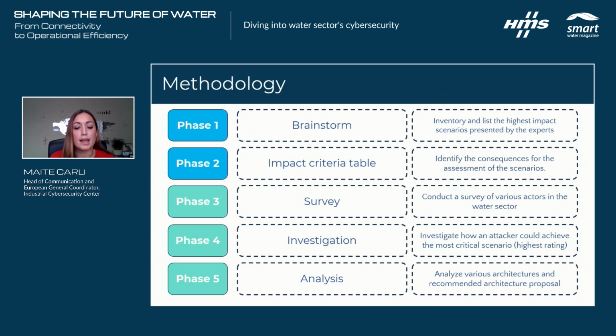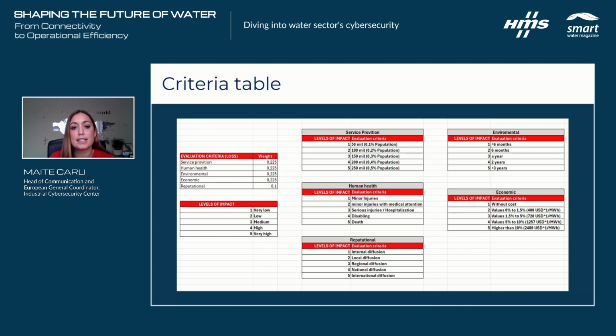So based on this, I wanted to show you where we are at the moment. We have completed phases 1 and 2. The criteria table that we provided to our experts, and that they put together, was based on evaluation criteria on 5 different aspects: the service provision, the human health, the environmental, economic and reputational aspects. As you can see, the reputational was at the bottom.